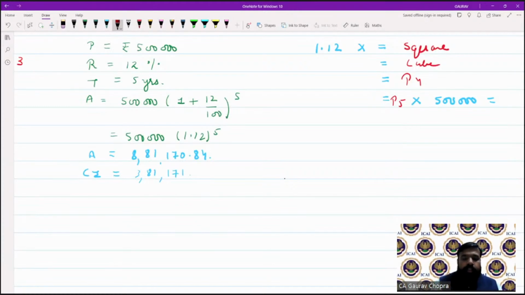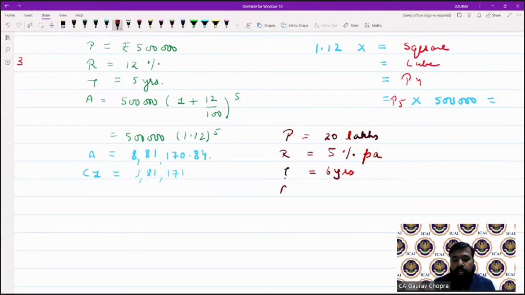Now, one more. After that, we will be moving towards the next question, next variety. So the principal is this time, let's say, 20 lakh rupees. The rate is 5% per annum. Time period is 6 years and you have to calculate the amount. Okay, 20 lakhs is the principal, 5% is the rate of interest, time period is 6 years and you have to compute the amount.